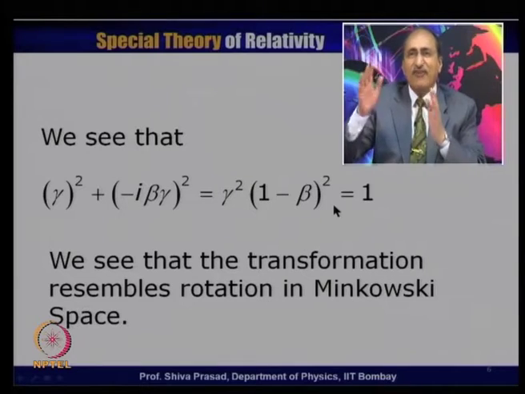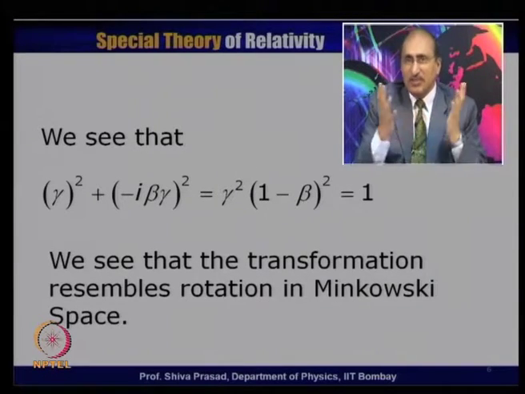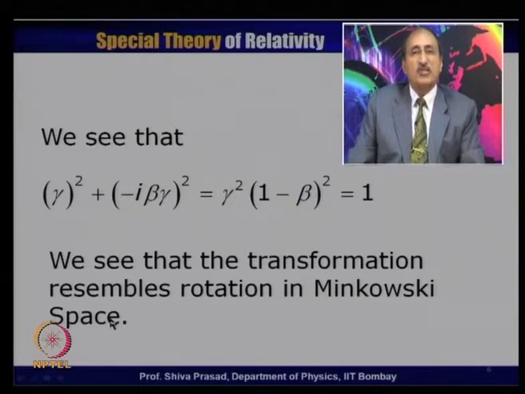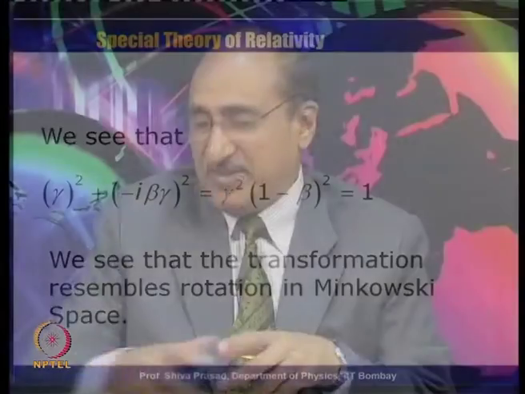So, it is in that way similar to cos square theta plus sin square theta giving you 1. As we have said, the Lorentz transformation resembles rotation in Minkowski space. So, these are the alternate ways of using the concept of 4 vectors.